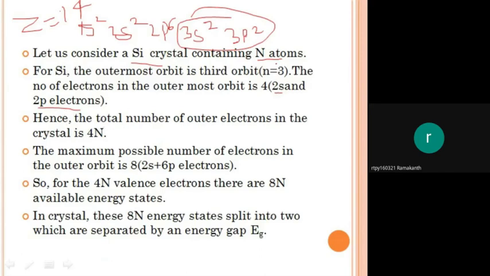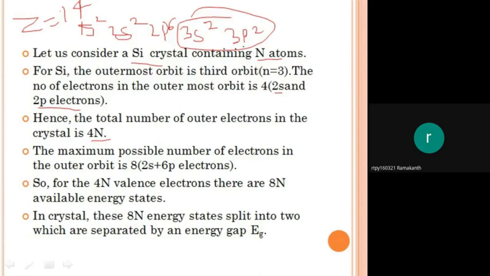Hence, if you take N number of atoms, how many s electrons are there? 2 3s electrons and 2 3p electrons, totally 4 electrons. And we have N atoms, so totally we have 4N electrons.